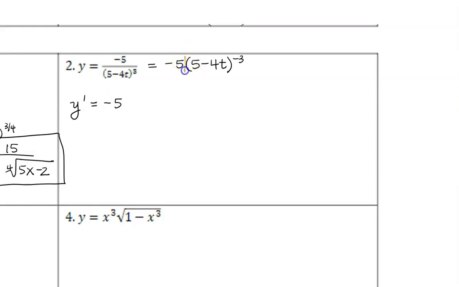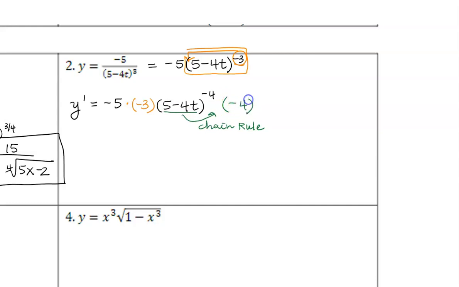But then when I start taking the derivative of this part, that negative 3 is going to come down in front as an exponent. We're using the power rule. We're going to keep everything that was on the inside of the parentheses, the 5 minus 4t. The new exponent on that is negative 4 because we subtract 1 from our old exponent of negative 3. And what the chain rule tells us to do is that we have to multiply by the derivative of everything that's on the inside of the parentheses. And the derivative of 5 minus 4t is a negative 4.